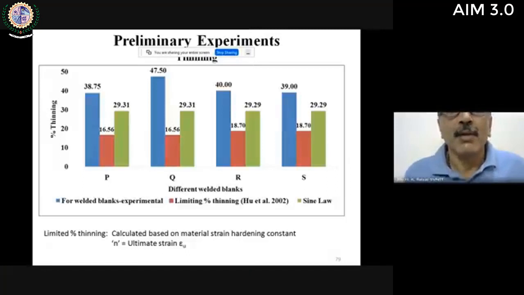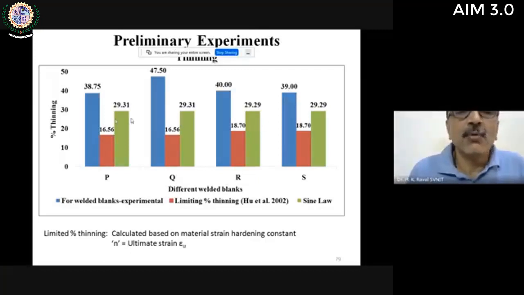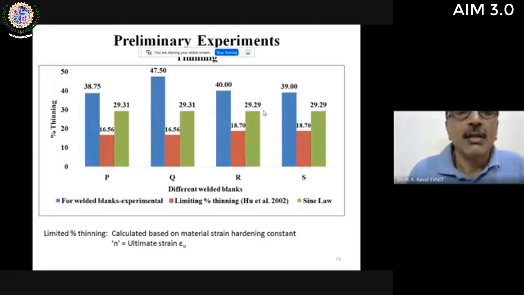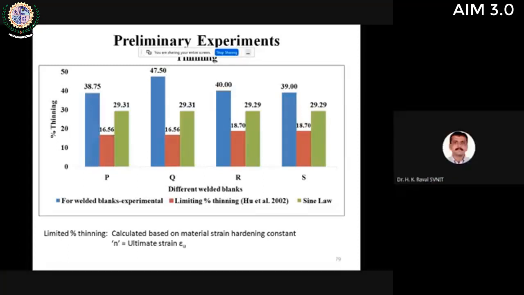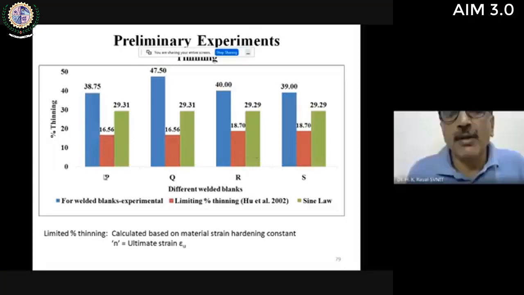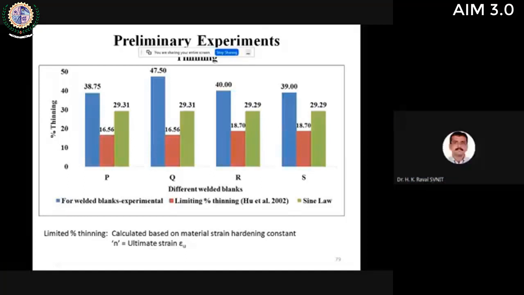This is the comparison of thinning for the different combinations in the PQRS tests, and here three different trials are shown. You can see the blue color column bar chart shows the percentage thinning values obtained based on experimentation. In that, the thickness at various locations was measured and percent thinning was plotted, which is the maximum. This orange bar chart is the thinning calculated based on the limiting thinning concept of tensile instability.